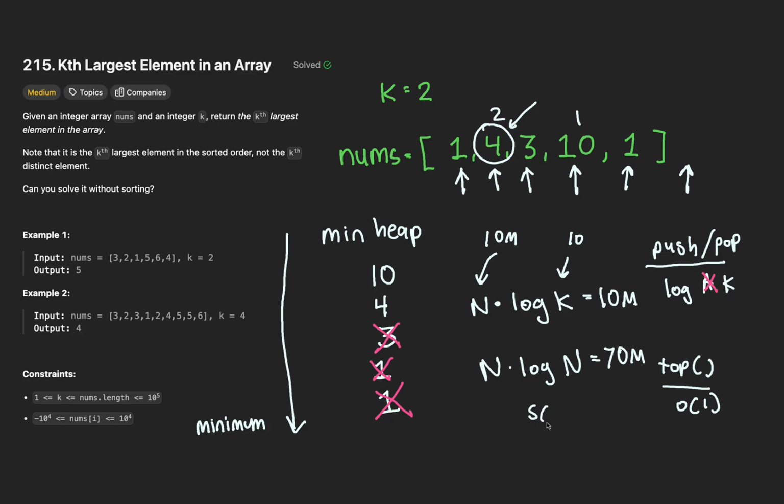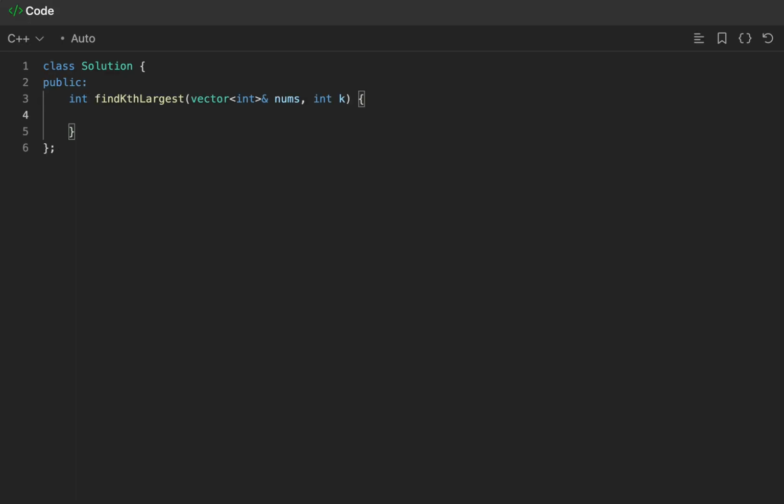The space complexity is big O of k because we only ever keep k elements in our heap at any given time. Here we have the 2 elements, and indeed, k is 2. Okay, awesome. Let's translate this into code.